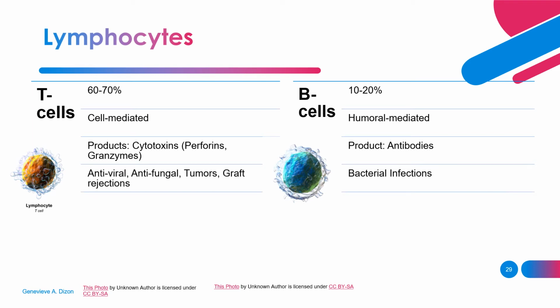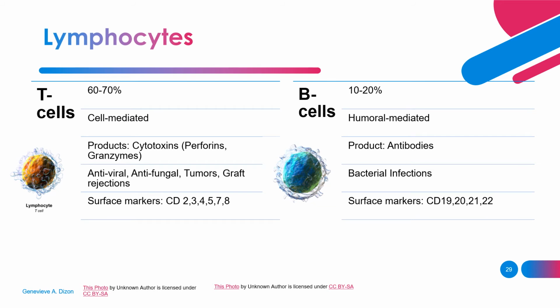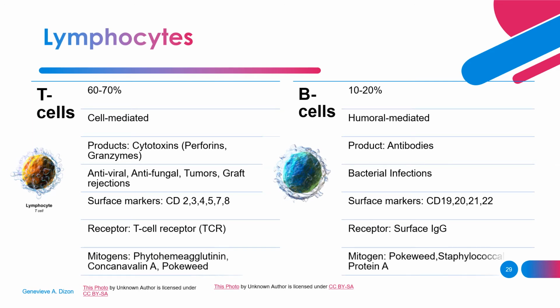T cells are more on antiviral, antifungal, anti-tumor, and are responsible for graft rejections, while B cells are for bacterial infections. T cell surface markers are CD2, 3, 4, 5, 7, and 8, while B cell surface markers are CD19, 20, 21, and 22. Receptors for T cells are called T cell receptors, while B cells are surface immunoglobulin G receptors. The mitogens that can be used for T cells are phytohemagglutinin, concanavalin A, pokeweed, while in B cells, pokeweed may also be used with the addition of staphylococcal protein A.